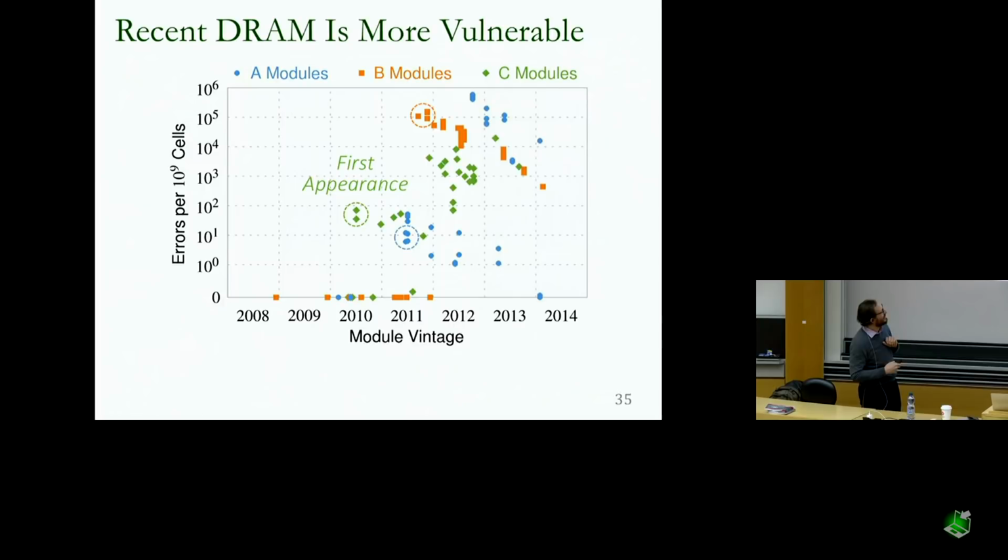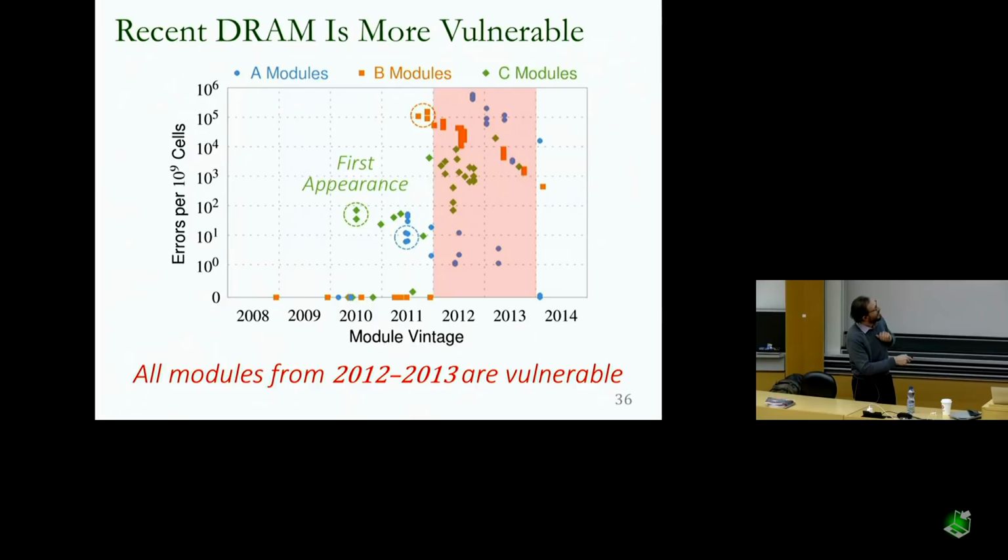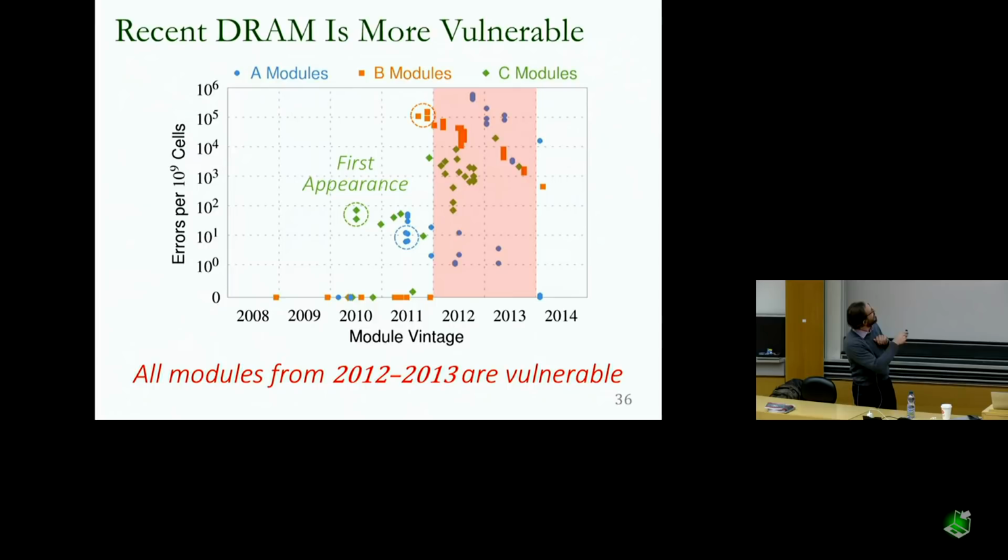Now you can see that all of the memory chips that we tested that were manufactured between 2012 and 2013 are vulnerable. Error rates are relatively high, actually. Basically 10 to the 5 over 10 to the 9. Many, many cells, right? And it's independent of the manufacturer.